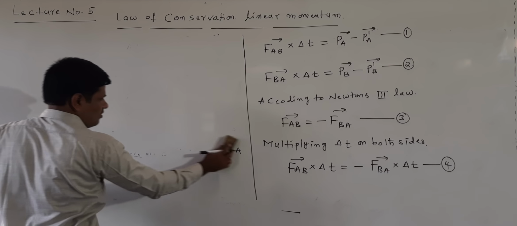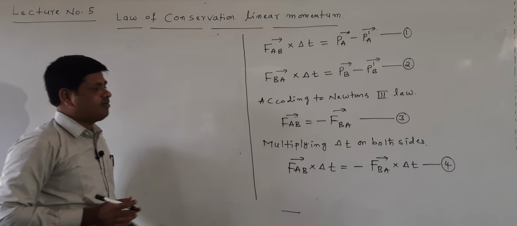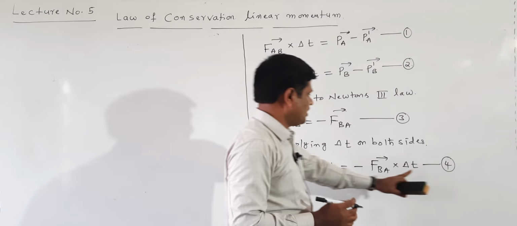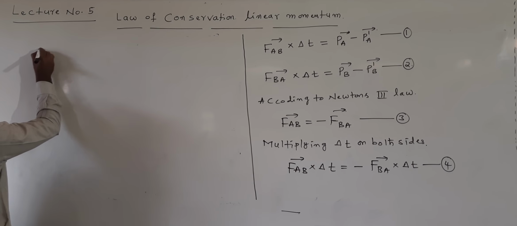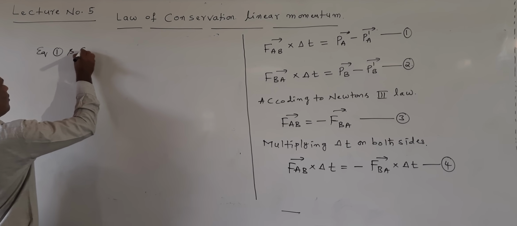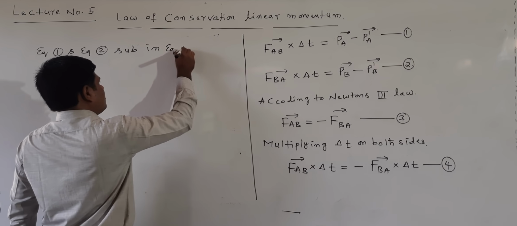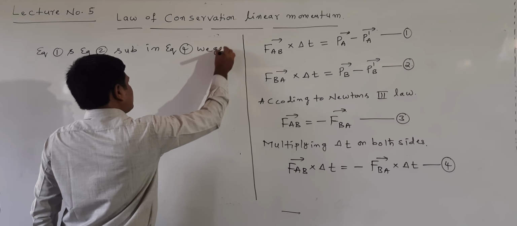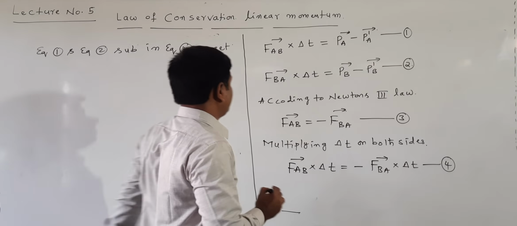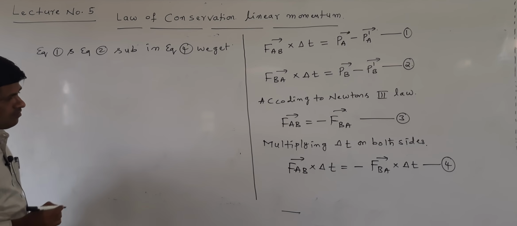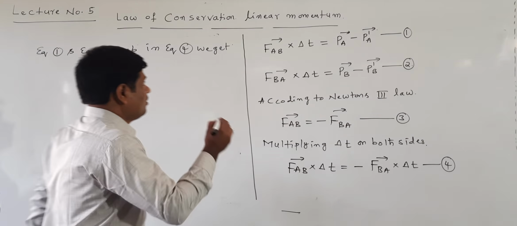From this, equation 1 and equation 2, substitute in equation 4. Now what am I writing here? Equation 1 and equation 2 substituting in equation 4, we get FAB bar into delta T. From equation 1 substituting in equation 4, and equation 2 also substituting in equation 4.